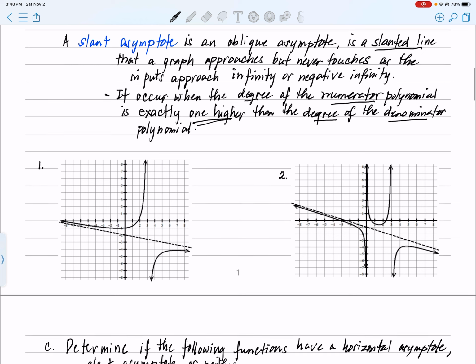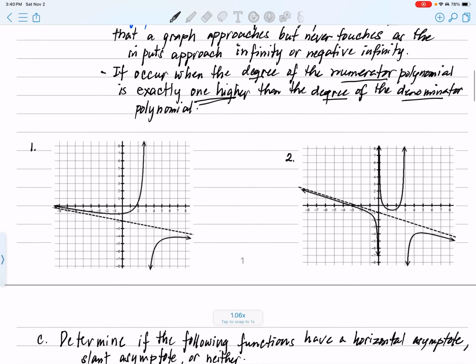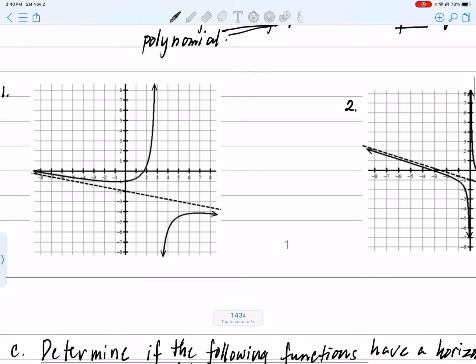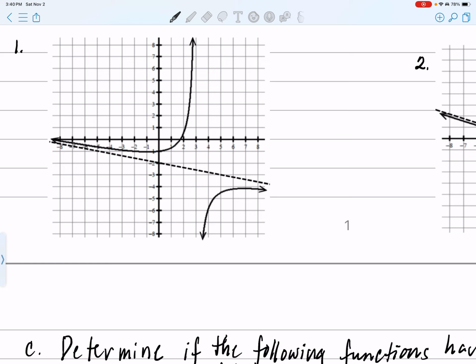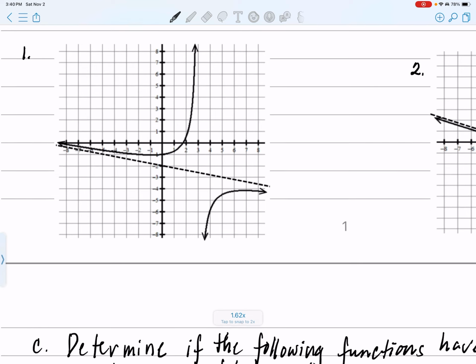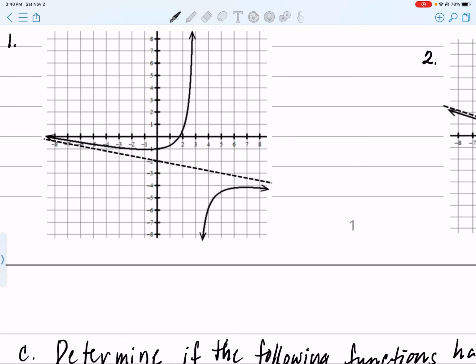Okay, so let's go over these slant asymptote questions right here. You are asked to give out the equation. I will blow this up. You can get the equation by using the slope of the line. Okay, so let's do this. The broken line, this is our slant asymptote.